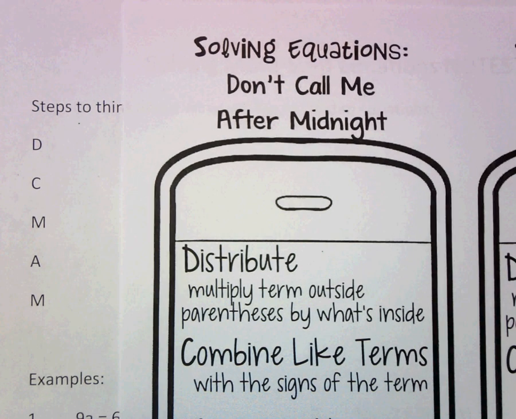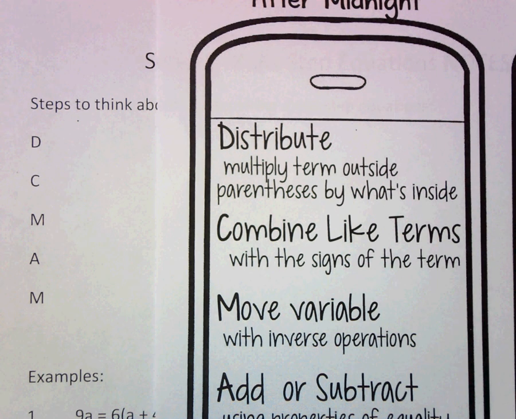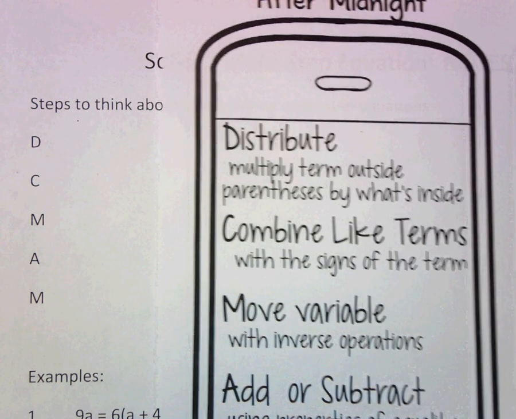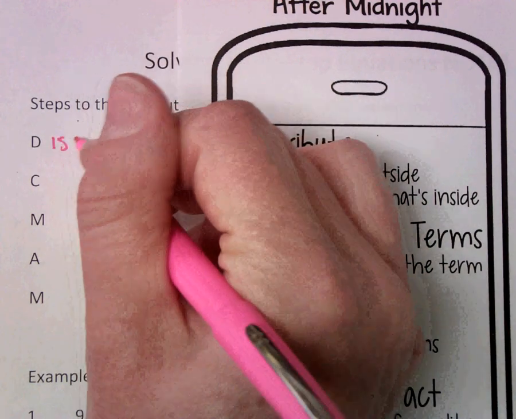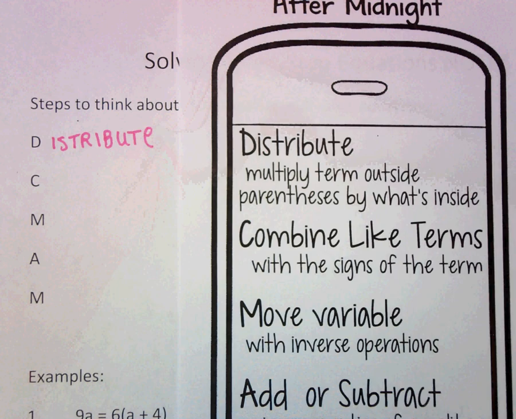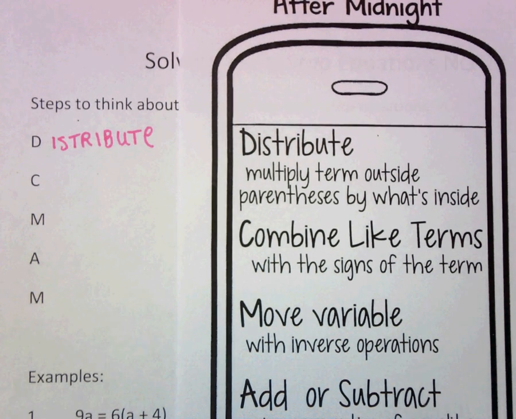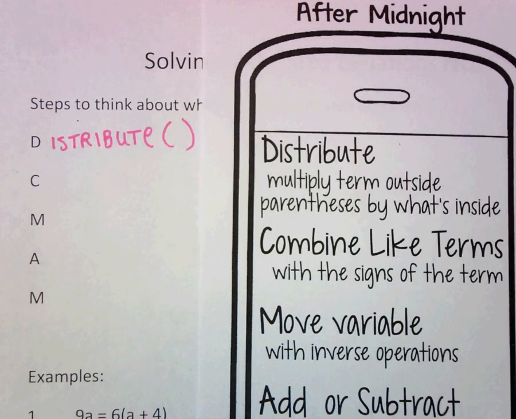Remember, we've already talked about "don't call me after midnight." And so you have the little telephone to help you remember the steps. Remember, the D tells us to distribute first. So we always want to look to see if there's any distributing involved with our equation, and we need to do that first. We need to take care of those parentheses first.